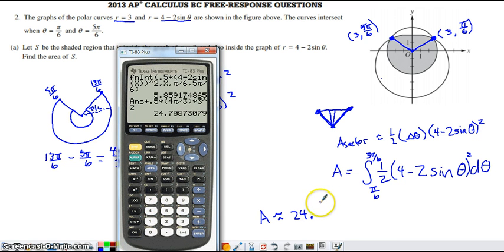24.709 if you round that to 3 digits past the decimal. If you truncate it, if you had 24.708, that'd also be good. If you had 24.71, unfortunately, that wouldn't get you full credit on the AP exam.